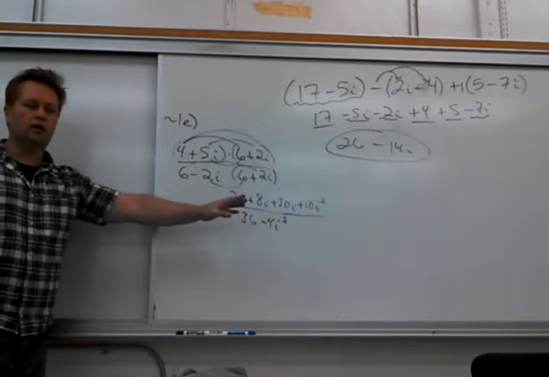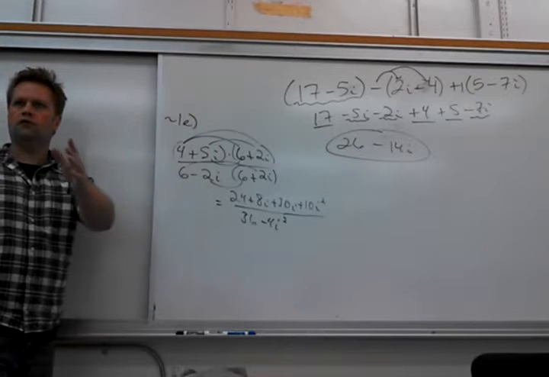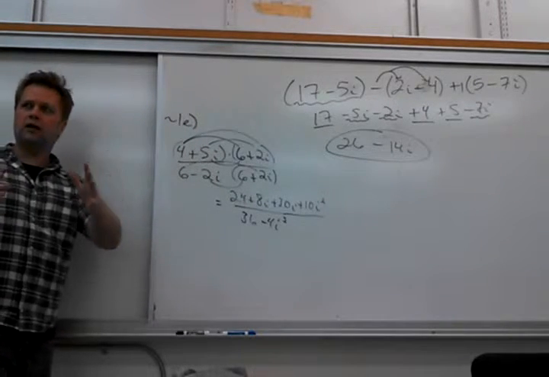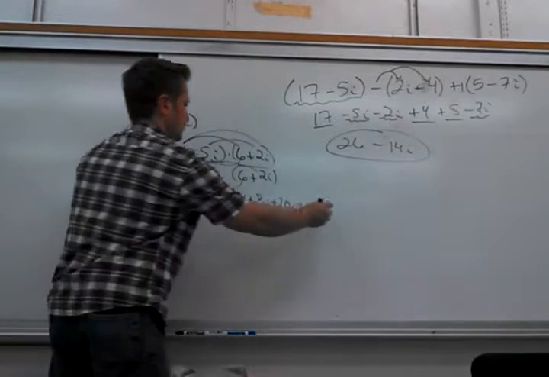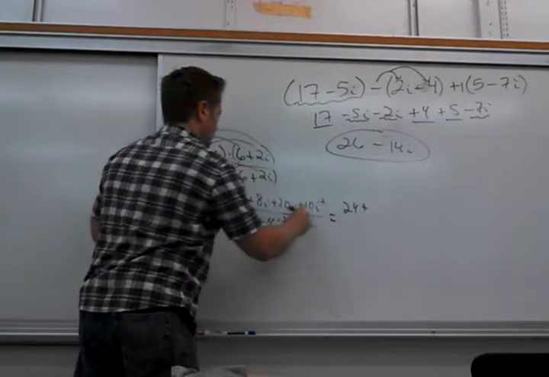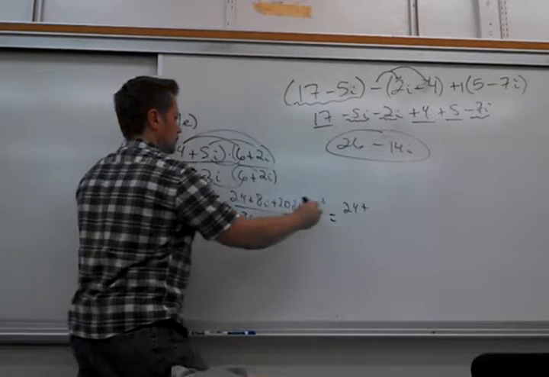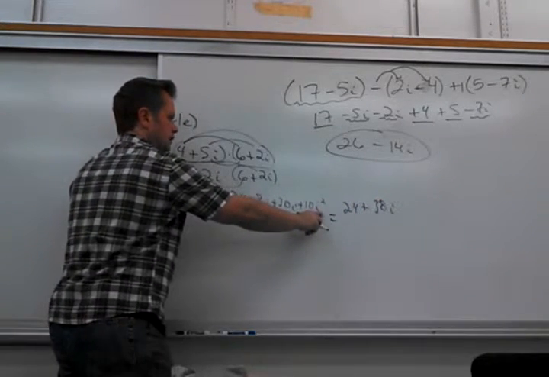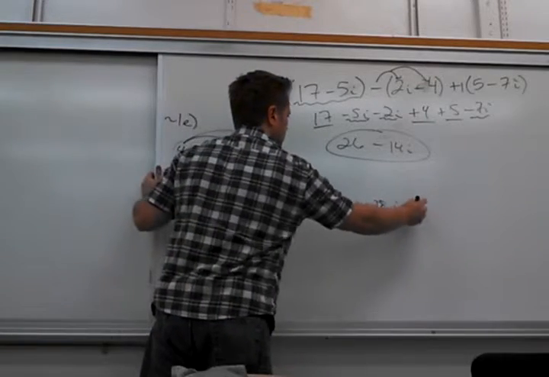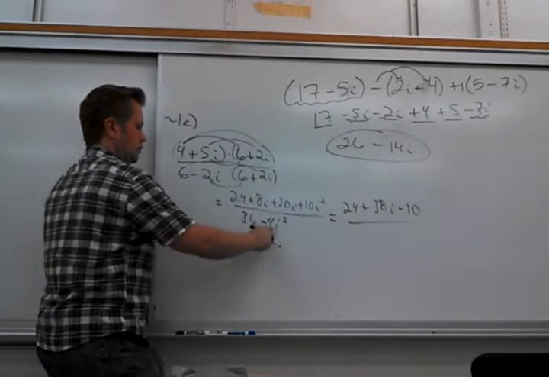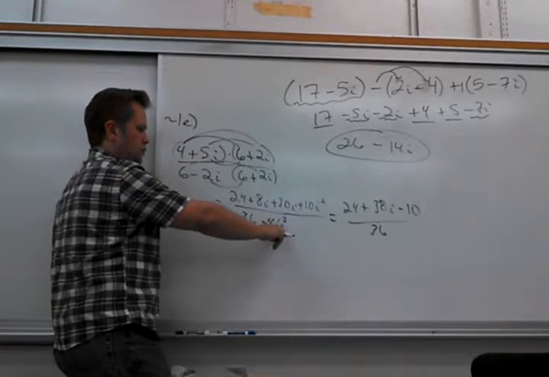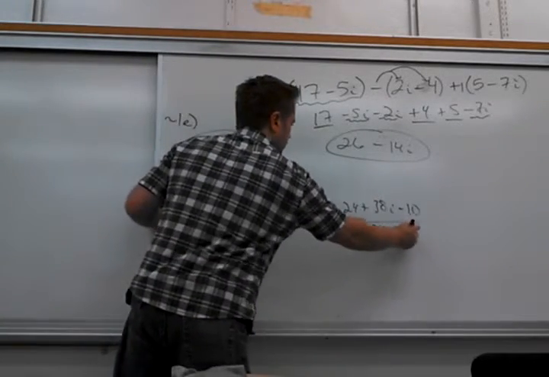The i squared is negative 1. i is not negative 1. i squared is negative 1. So you get 24 plus 38i minus 10. 10 times negative 1, so minus 10, over 36 plus 4. Minus 4 times negative 1 is plus 4.